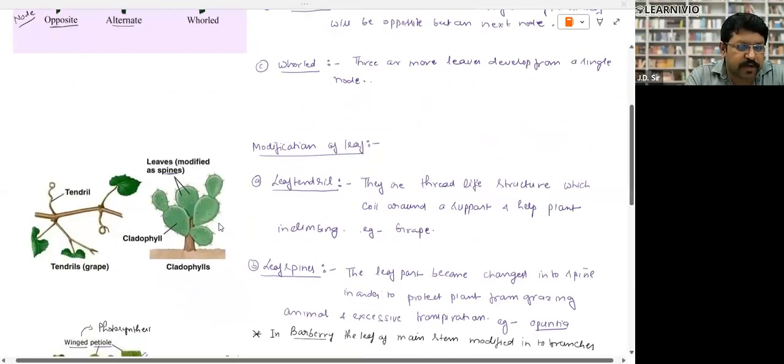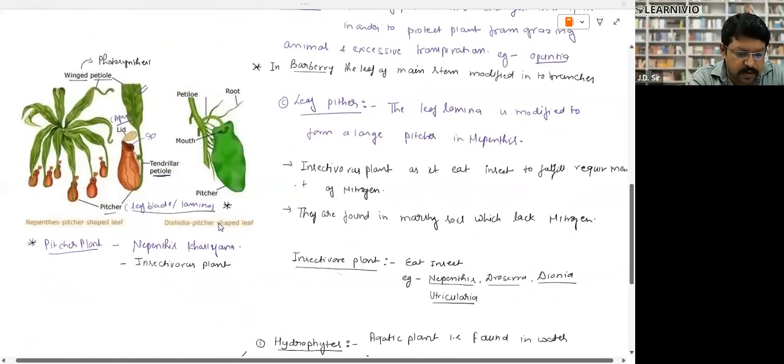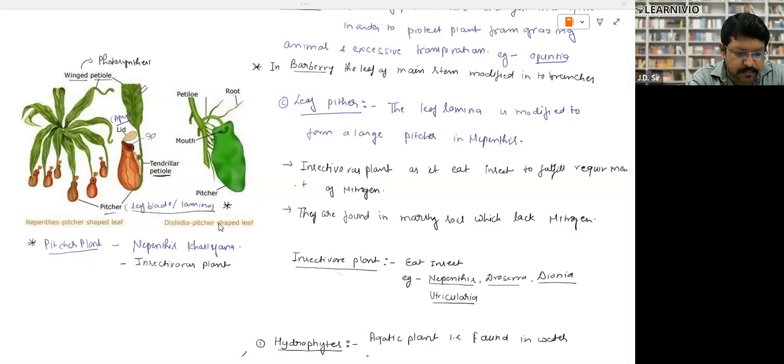So I think in modification of leaf, everything is clear. Any doubt? No, sir. Great.